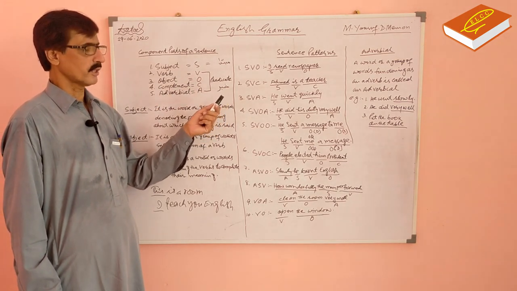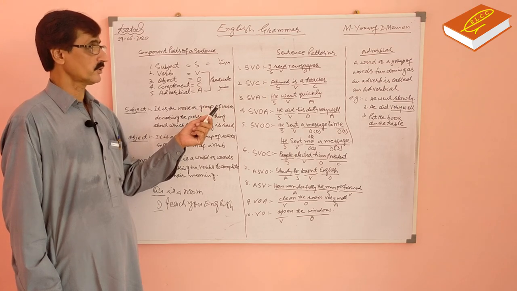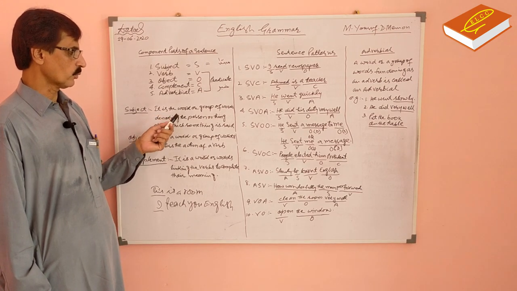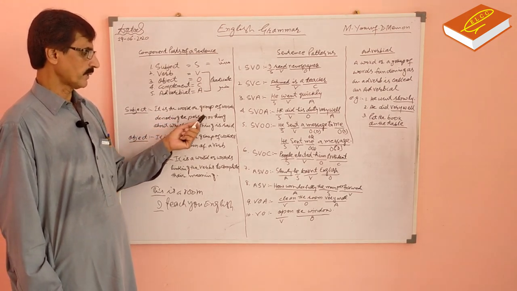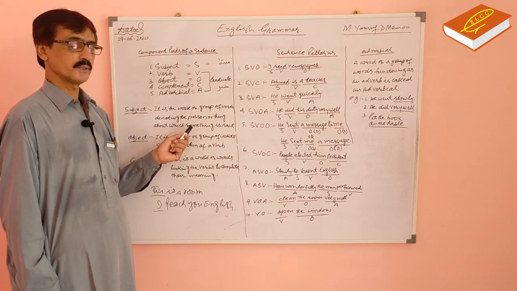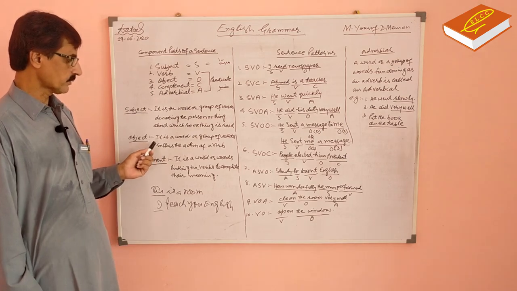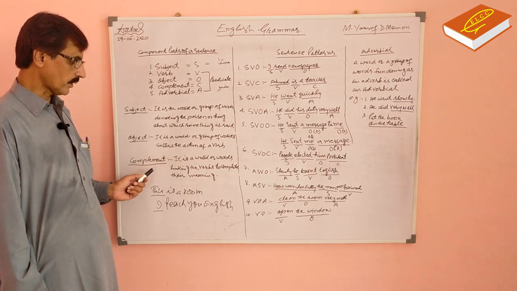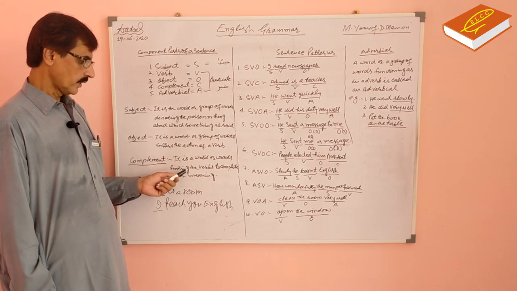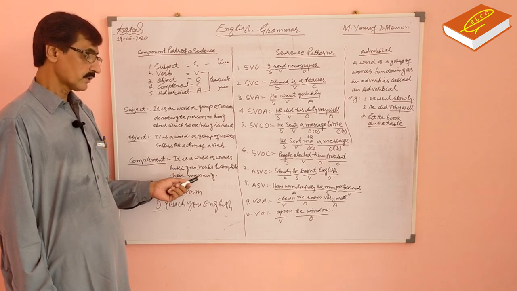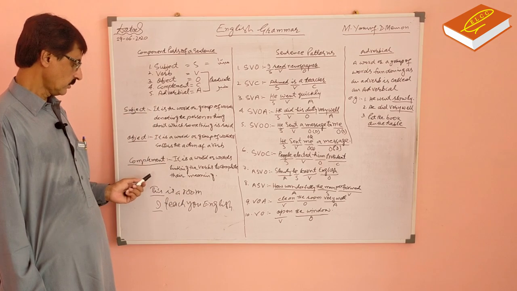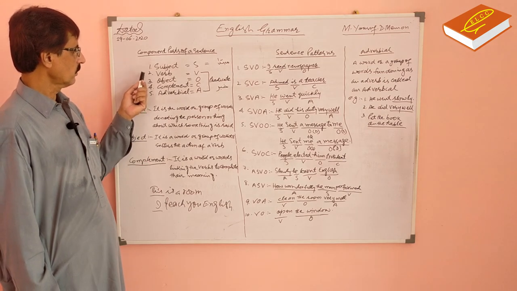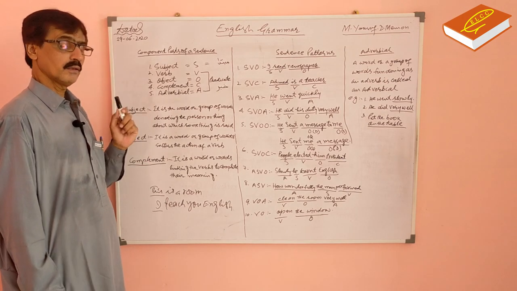I told you that there are some terms which are very necessary to explain in the beginning. Subject is a word or group of words denoting the person or thing about which something is said. Object is a word or group of words that suffers the action of the subject. And complement is a word or words linking the verb to complete its meaning. There are three terms which I explained here. There are a total of 5 terms: subject, verb, object, complement and adverbial.